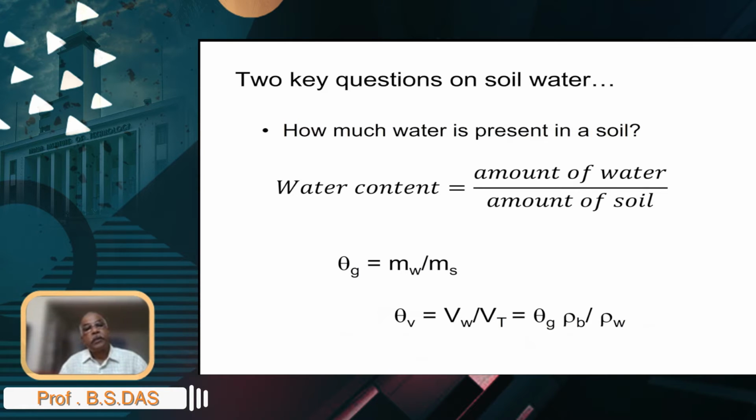water. And to get soil wetness in terms of volume basis, you basically multiply the gravimetric water content with the ratio of the bulk density to the density of water, right?